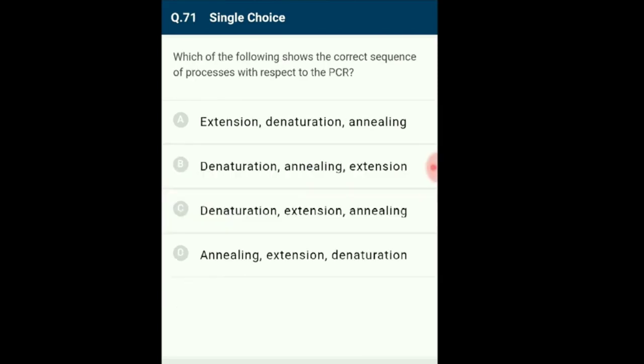Question number 71. Which of the following shows the correct sequence of processes with respect to the polymerase chain reaction? In this reaction, multiple copies of the gene of interest are synthesized in vitro using two sets of primers and the enzyme DNA polymerase. The enzyme extends the primers using the nucleotides provided in the reaction and the genomic DNA as a template. It involves denaturation of the DNA, attachment of primers called annealing, and extension by the enzyme DNA polymerase. So the answer for this question is option B, extension.